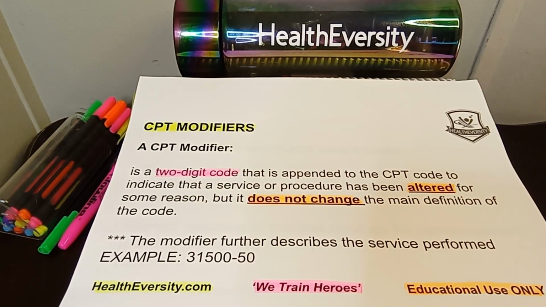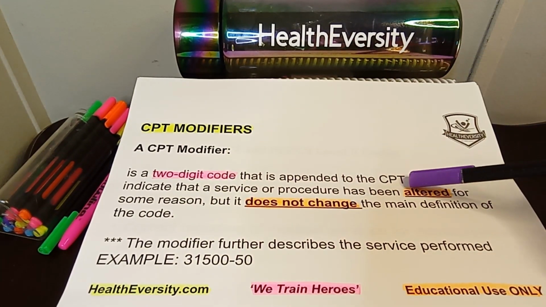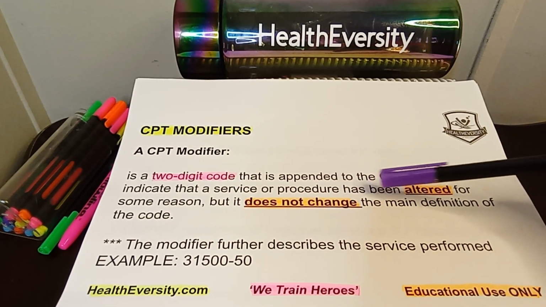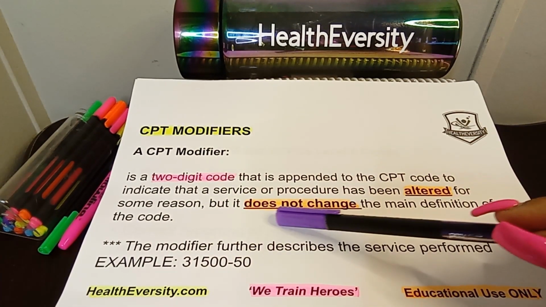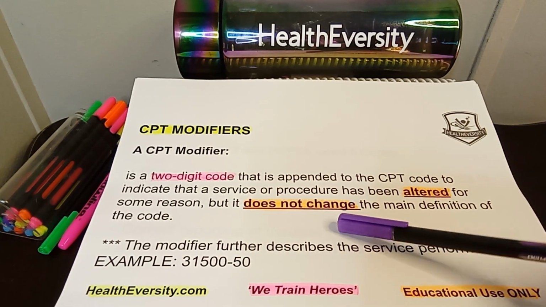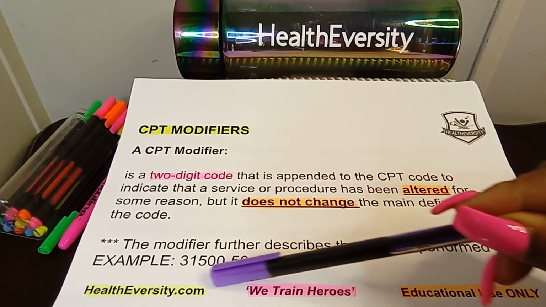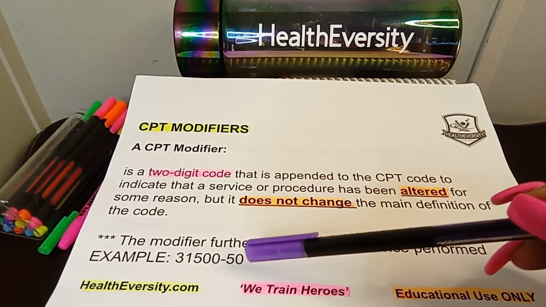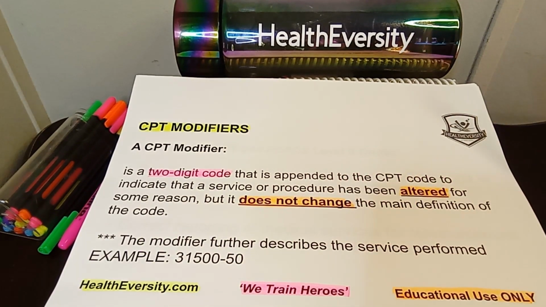A CPT modifier is a 2-digit code that is appended to the CPT code to indicate that a service or procedure has been altered for some reason, but it does not change the main definition of the code. So this 31500 is my favorite code. It's just an example. They don't go together. This is just my little example that I created, okay? The modifier further describes the service provided.